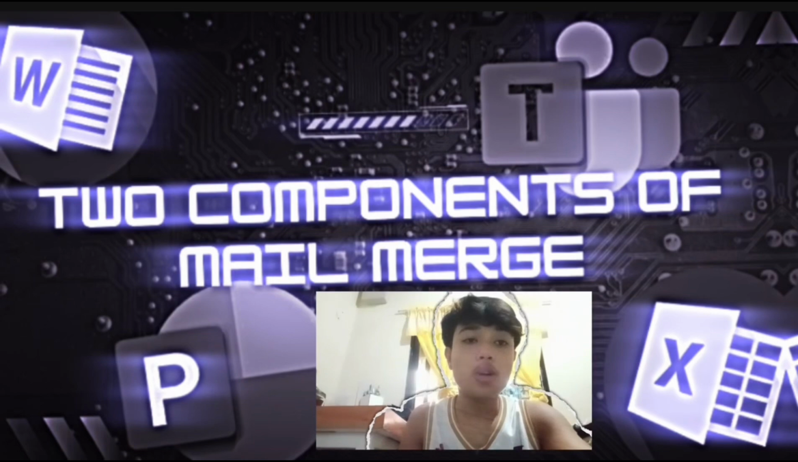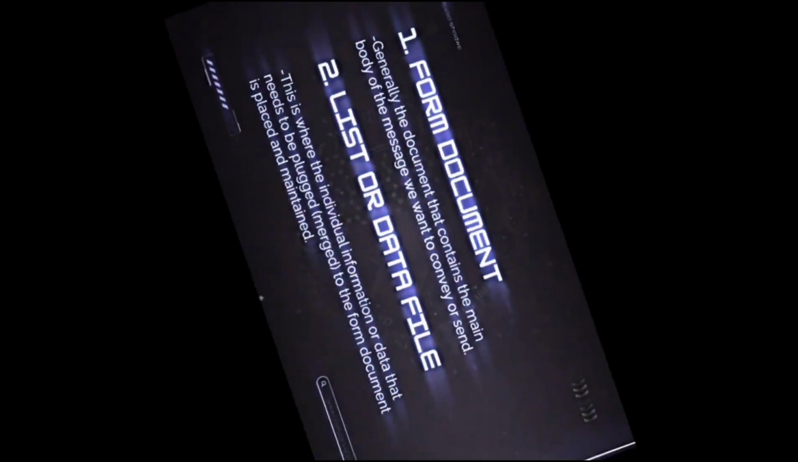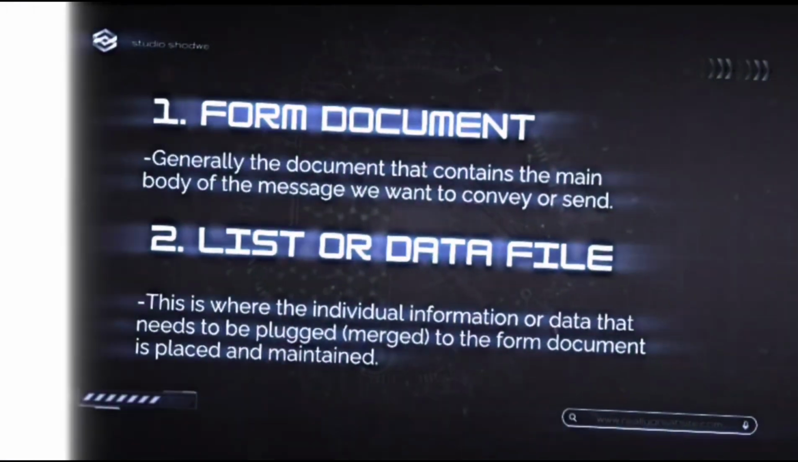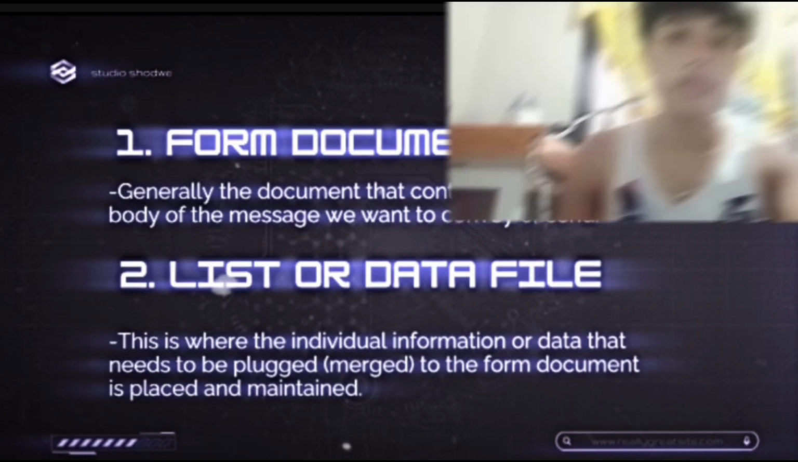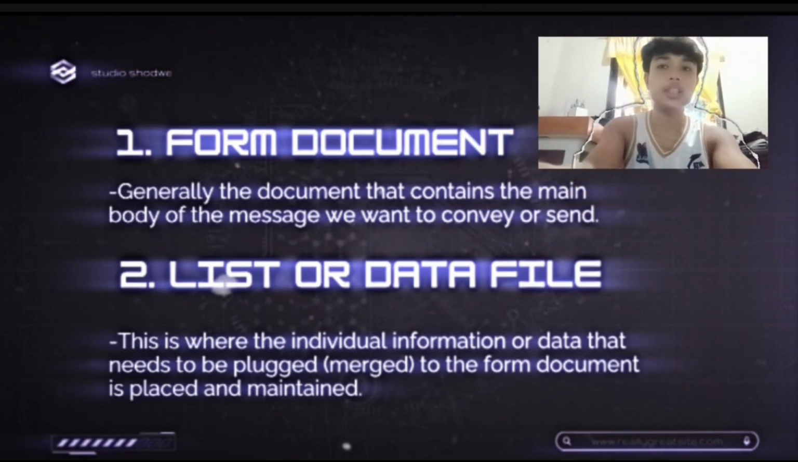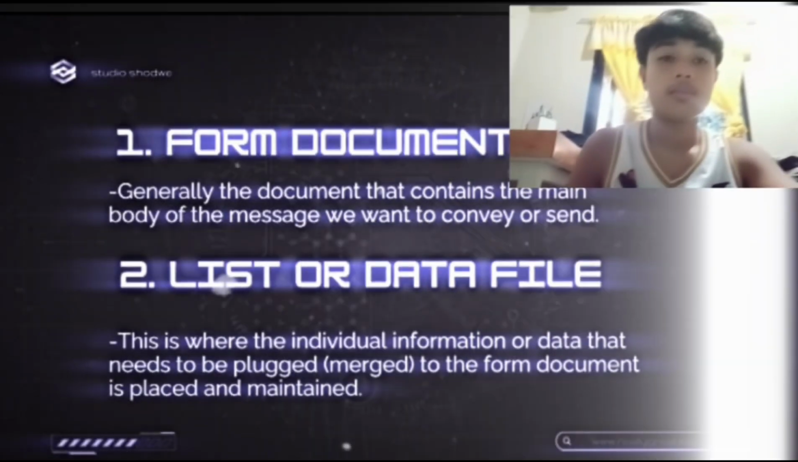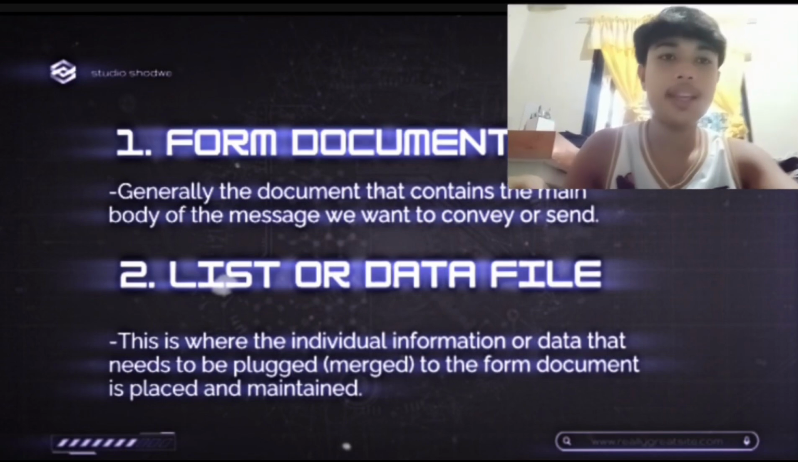What are the two components of mail merge? Here are the two: form documents and list or data file. The form document is generally the document that contains the main body of the message we want to convey or send. List or data file is where the individual information or data that needs to be merged to the form document is placed and maintained.